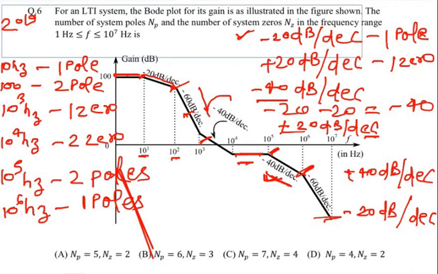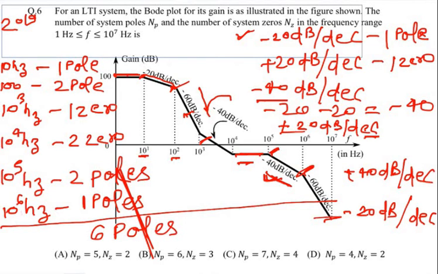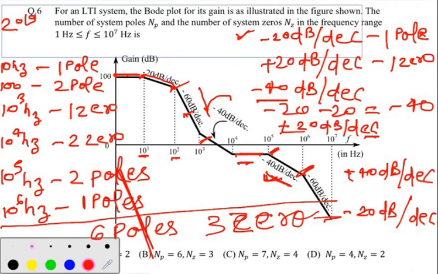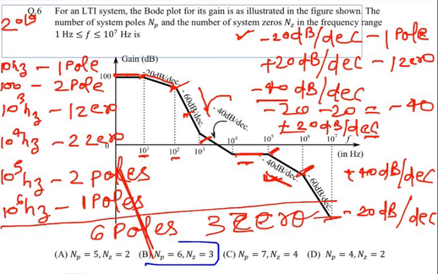Okay. So now the total number of poles is 1, 2, 3, 4, 5, 6 poles. Okay. And 3 zeros. So now how many total poles and zeros? 6 poles and 3 zeros. Which option is correct? Option B is correct.